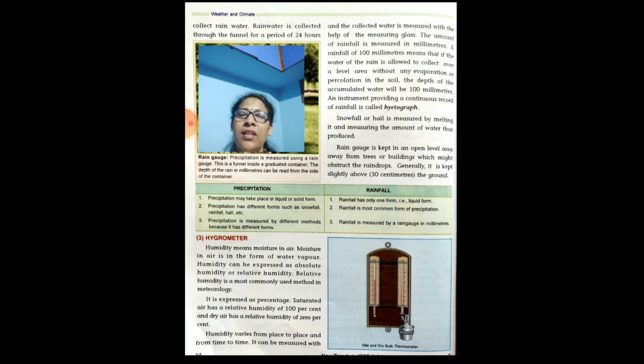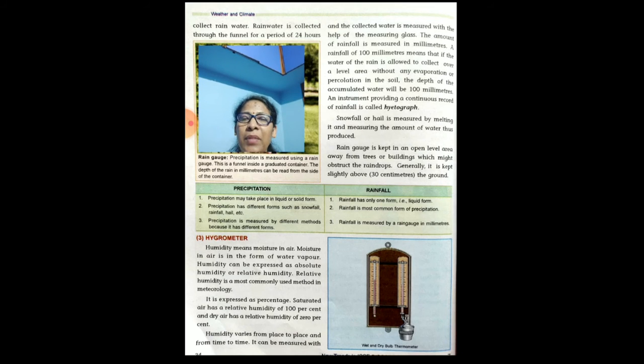You understood this? The third one is the hygrometer. So what is a hygrometer? First we will study what we require this instrument for. Humidity means moisture in air. Moisture in air is in the form of water vapor.